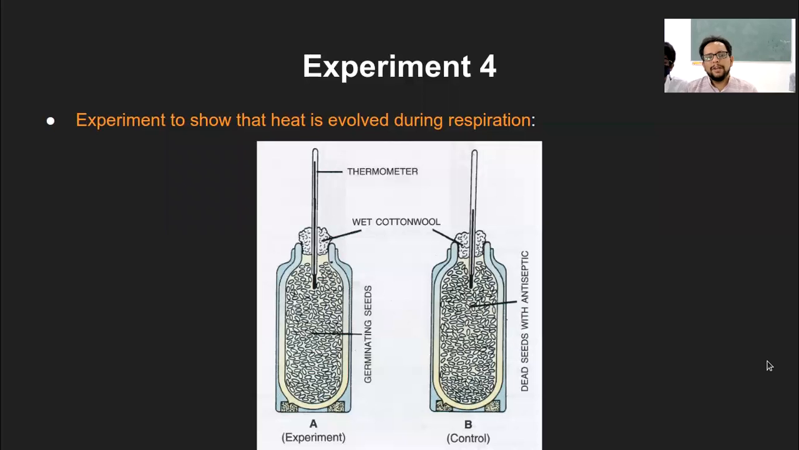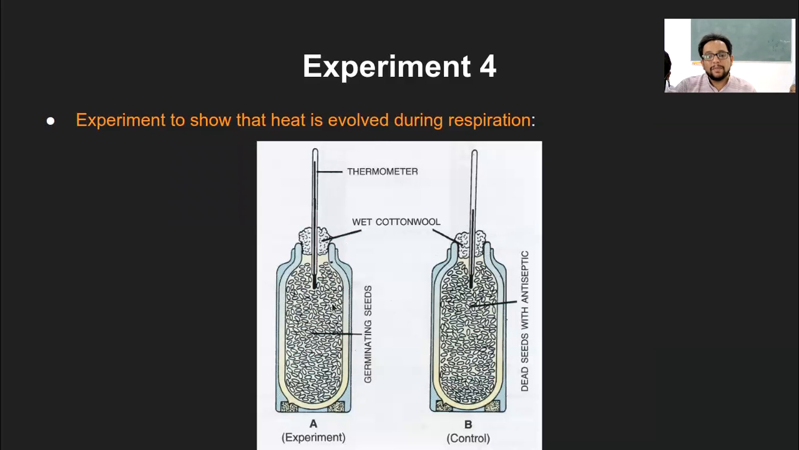Next set of experiment is the experiment to show that heat is evolved during respiration. Now this we had seen while we were looking at the equation, a little bit of heat is generated. So what is done is, again you take a flask filled with germinating seeds, and another flask has boiled or dead seeds with antiseptic, again to avoid bacterial growth. And you put a thermometer with wet cotton wool on the tip of this flask.